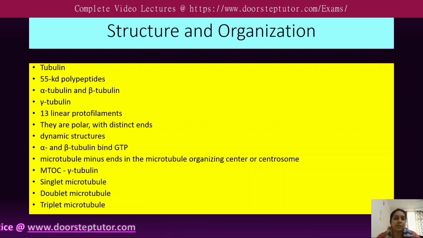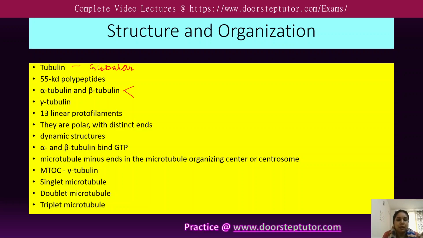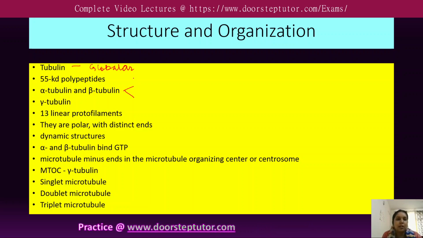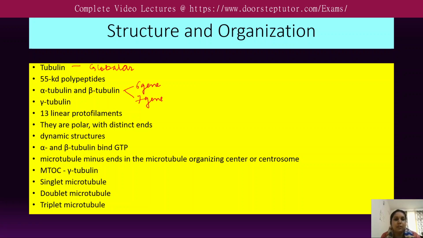The structure, as we have discussed, is made up of a globular protein known as tubulin, which is a 55 kilodalton polypeptide, and they are of two types, alpha and beta tubulin. Alpha tubulin is coded by a variety of genes: six genes are responsible for the coding of alpha tubulin, while seven genes are responsible for the coding of beta tubulin. Now, these alpha and beta tubulins arrange like this. This is the beta and this is the alpha. So it forms the dimer.